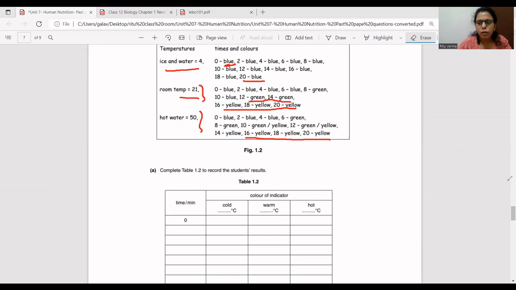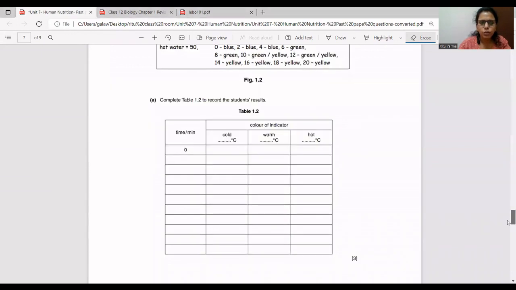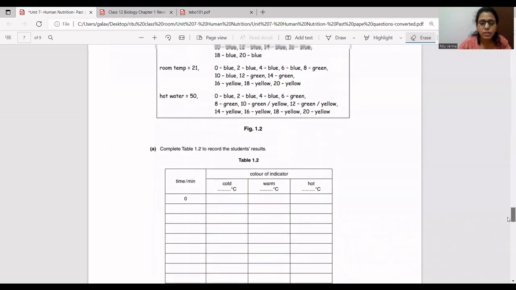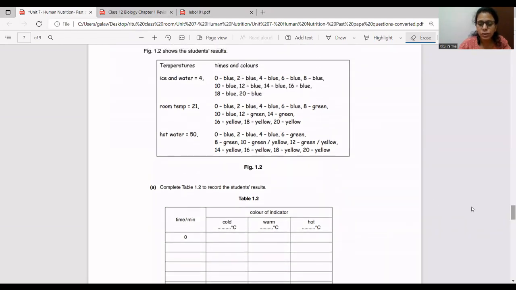Okay. Now question number 1 which they have given here is, complete table 1.2 to record the student's results. Now in the table they have given time, then color of the indicator, cold, warm and hot. Here you have to mention the temperature. If you do not write the temperature here, you won't get marks. Okay. Now where is the temperature given? Temperature is not given initially in the picture, but temperature is given in this particular table.